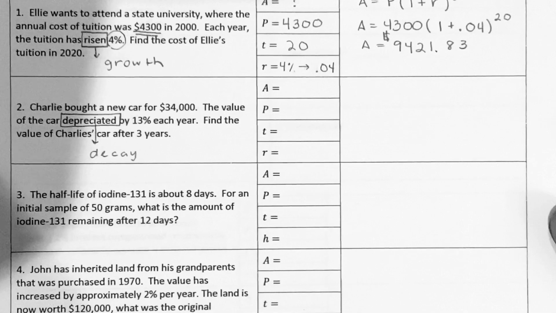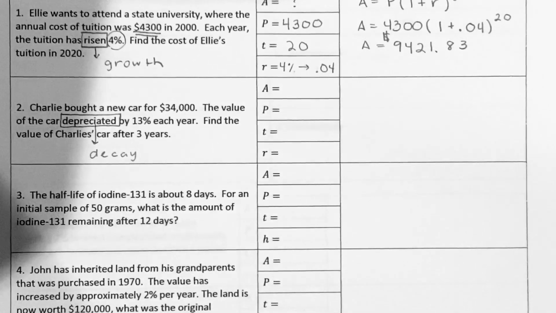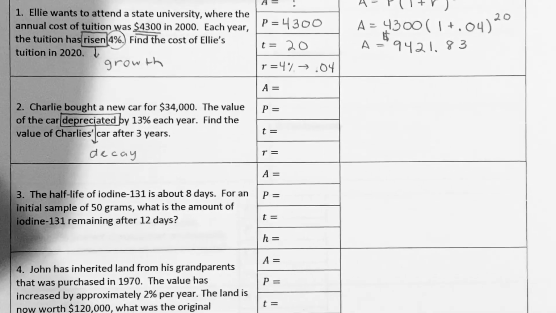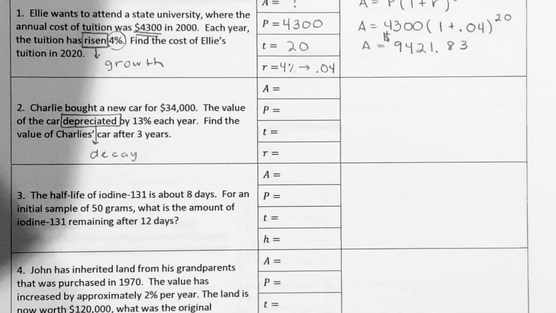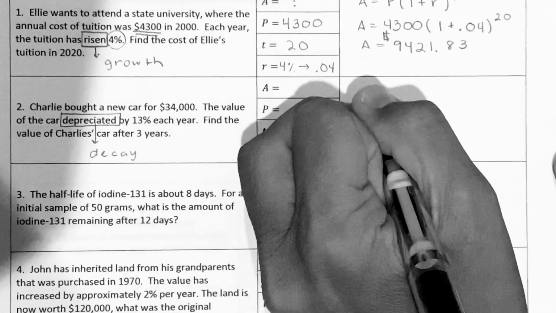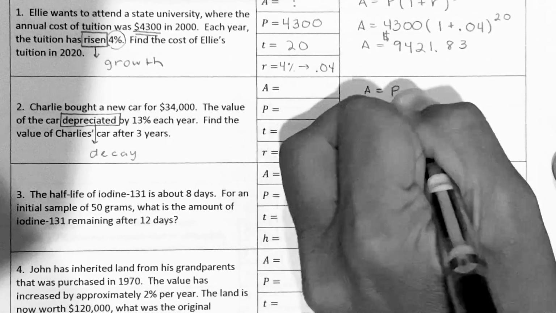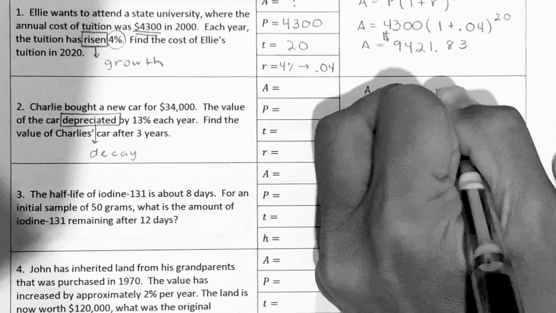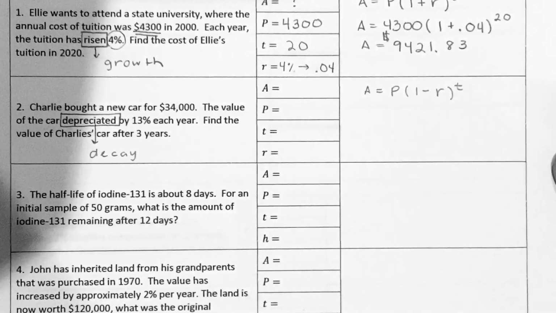The value of the car is getting smaller. The value is going down. All right, so we're gonna be using our decay formula, which is A equals P times (1 minus r) raised to the t. And we've got to figure out what we are given in the problem.